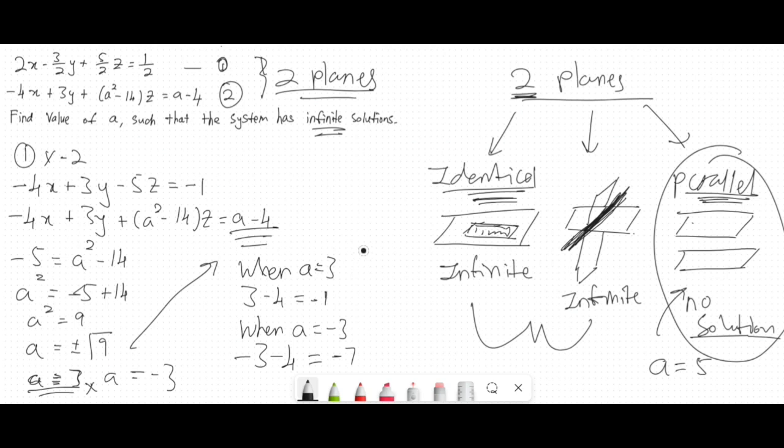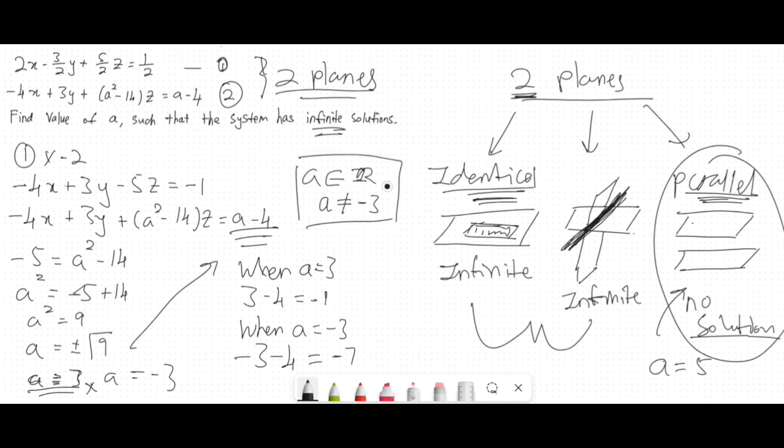Okay, so that's it. Now, how do we state our answer? a can be any value whatsoever, so a can be an element of the real numbers. But a cannot equal negative 3. It can be any value whatsoever, but it cannot be negative 3. Any value of a will result in infinite solutions, as long as it is not negative 3. So this is the answer for this question.